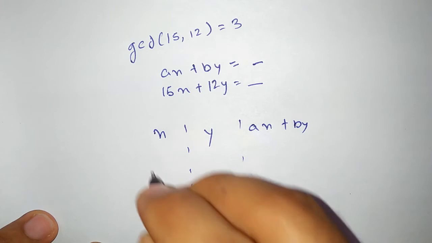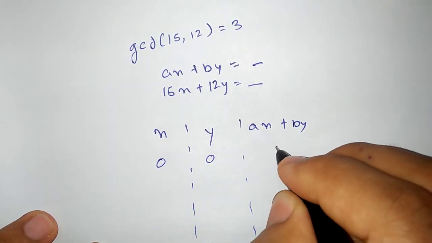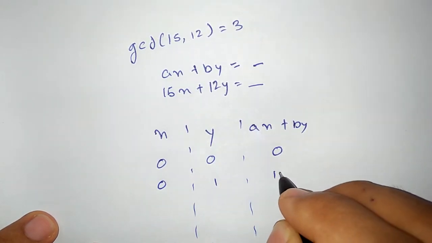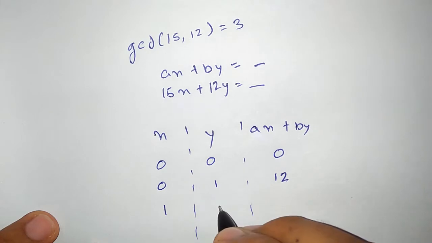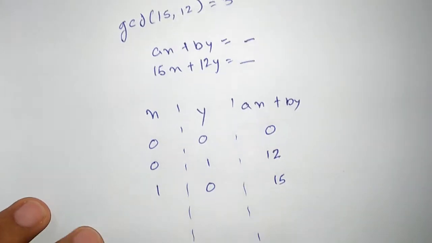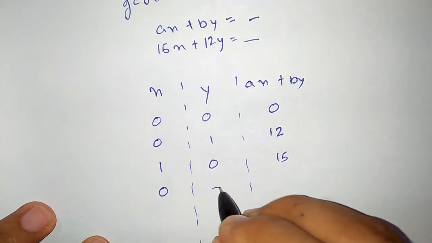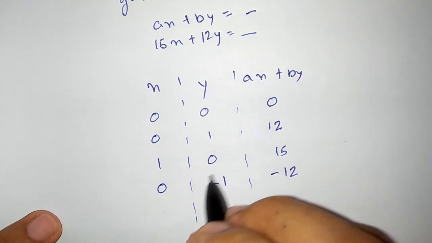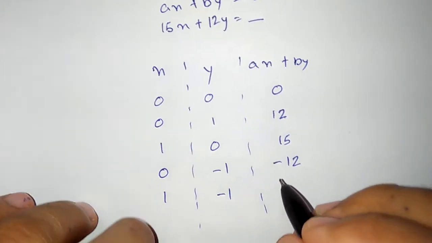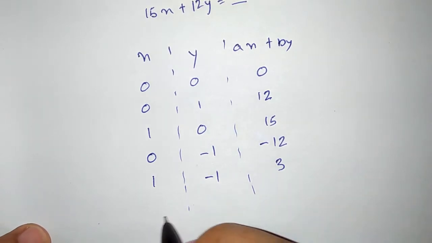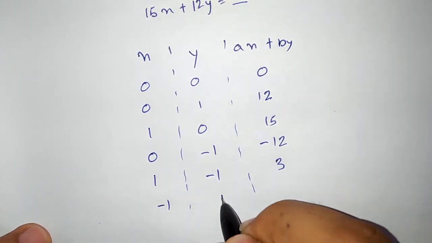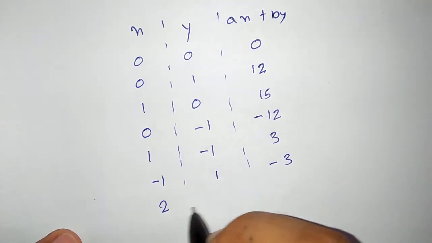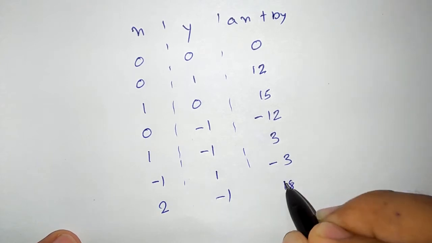So first, if X and Y are 0 and 0, the sum is going to be 0, and if this is 0 and 1, this is going to be B, which is 12. If this is 1 and 0, this is going to be 15. And if we take 0 and minus 1, this is going to be minus 12. Similarly, if we take 1 and minus 1, this is going to be 3. And if we take minus 1 and 1, this is going to be minus 3. And if we take 2 and minus 1, it's going to be 18.